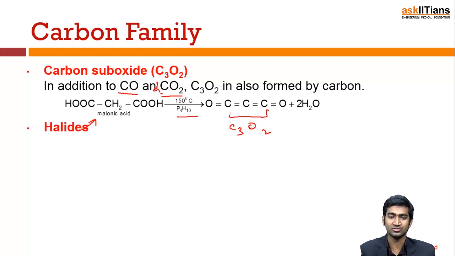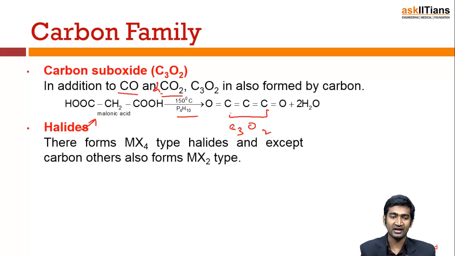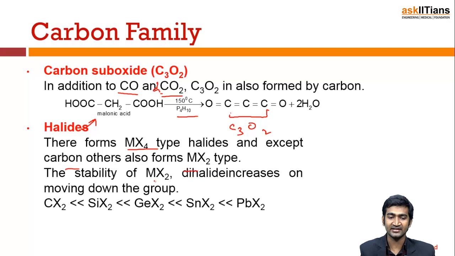So this also carbon shows. If I talk about halides, they form MX4 type halides. Carbon also forms MX2 type, and their stability is in this order. It decreases down the group, the halide stability. So first carbon, then silicon, then germanium, then tin, then lead.